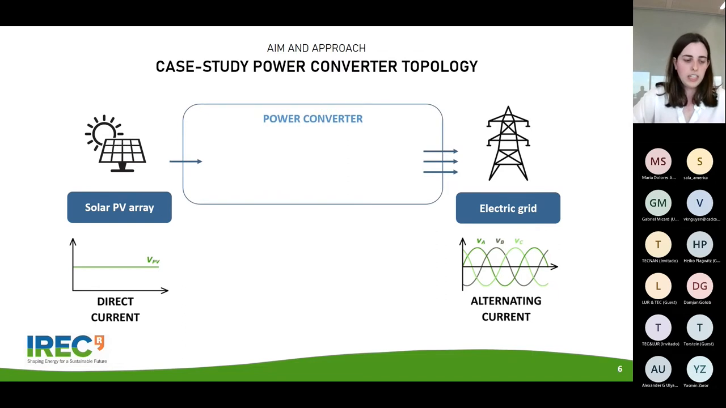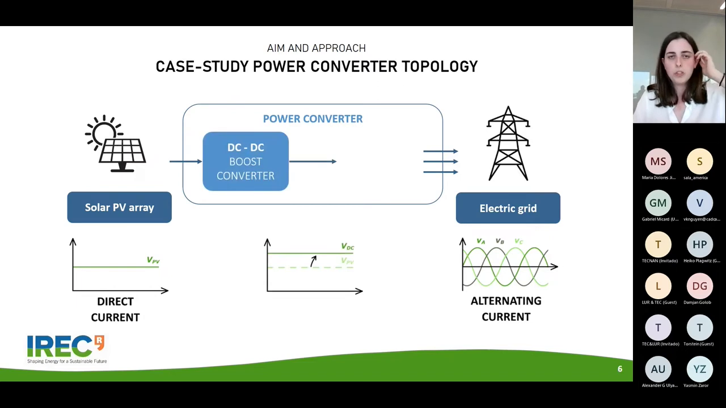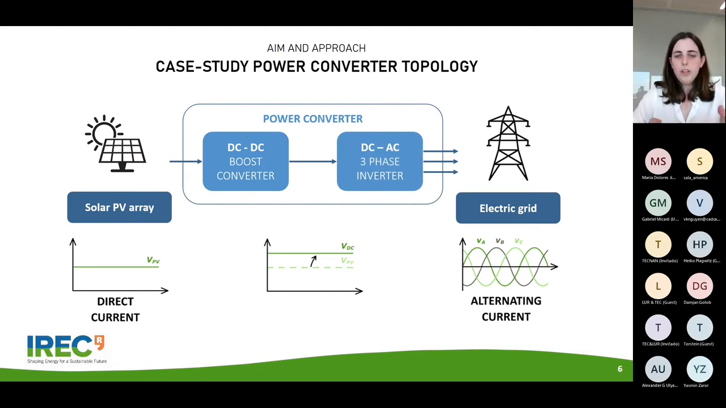That manifests the need of an intermediate equipment, which is the power converter, which is the element in charge of transforming from one type of energy to the other type of energy. The power converter conventionally consists of two stages. The first one is the DC-DC bus converter that is in charge of elevating the voltage that is provided by the solar PV array. This step allows us to have a voltage level that later on we will be able to transform into a three-phase level at the voltage level of the grid. And the second stage is the DC-AC three-phase inverter, which will take, as I said, this elevated voltage and transform it into an alternating three-phase system.